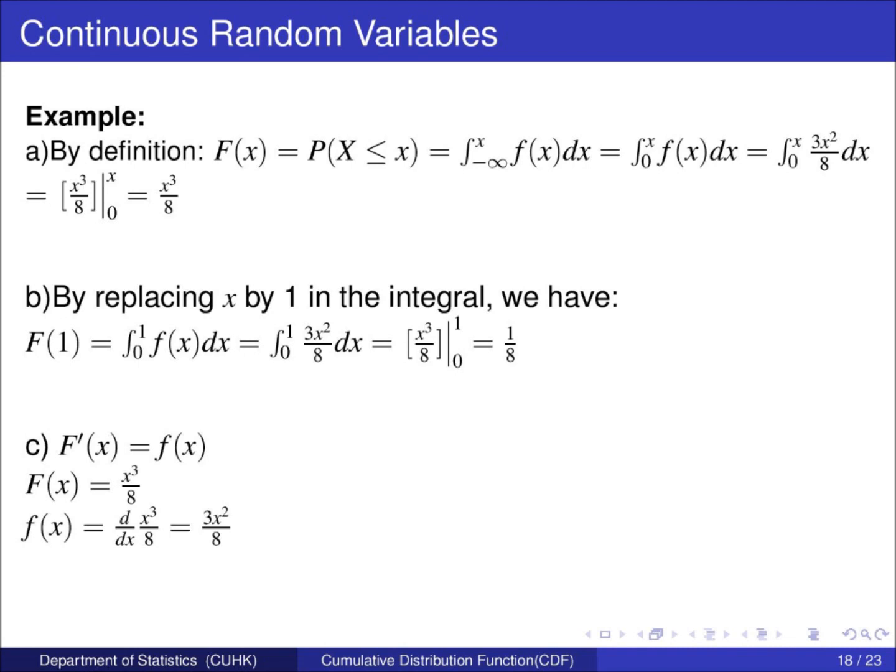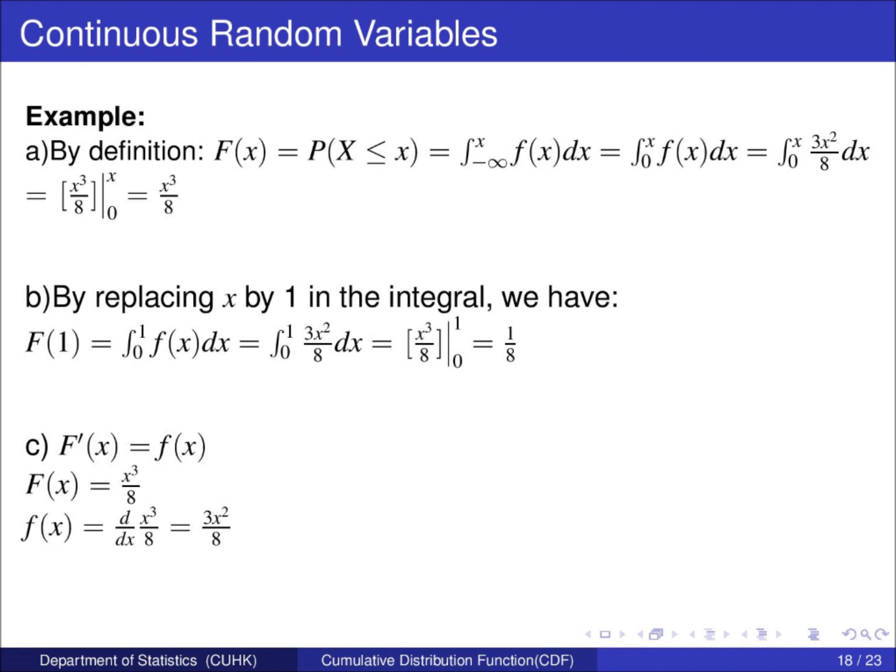Part B, we can get F(1) by replacing x by 1 in the integral. So we have the integral of 3 times x squared over 8 from 0 to 1, dx. Again, we can get 1 over 8 by integrating f(x).